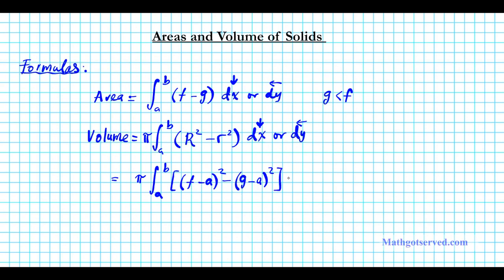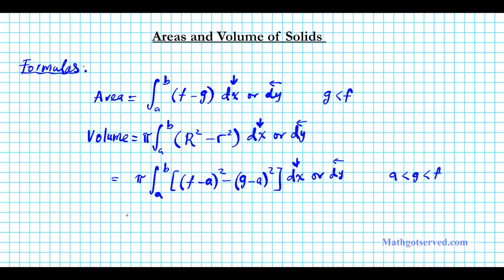Okay, so dx, if your radius is perpendicular to the x-axis, or dy, if your radius is perpendicular to the y-axis. All right. So this situation is applicable when a is smaller than both functions. Either it's at the bottom of g and f, or it's to the left of g and f.